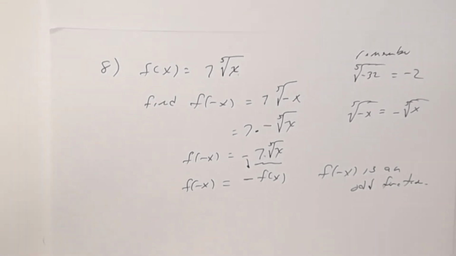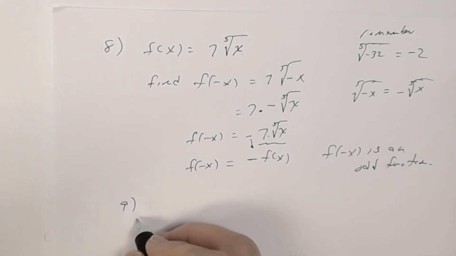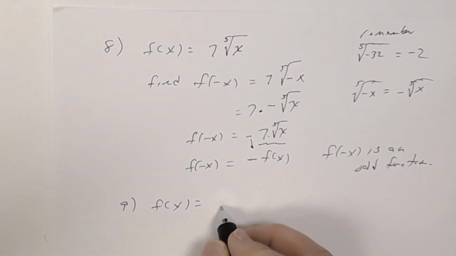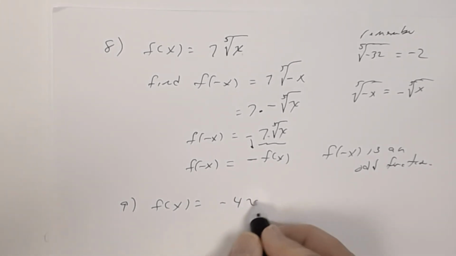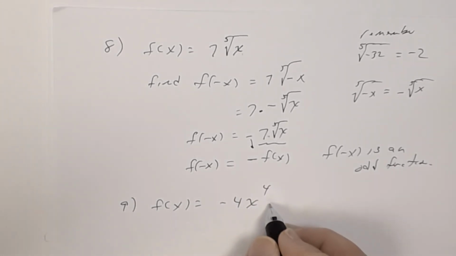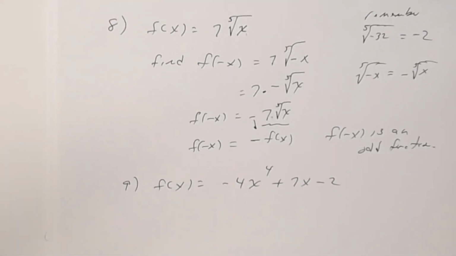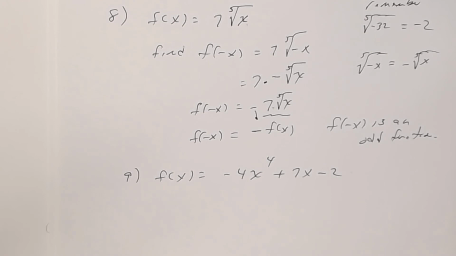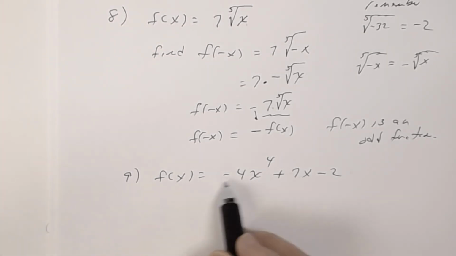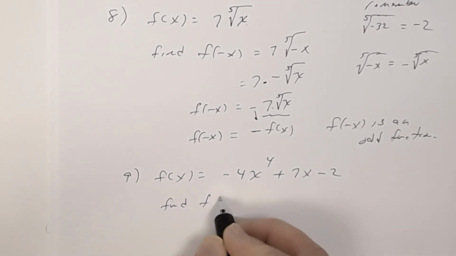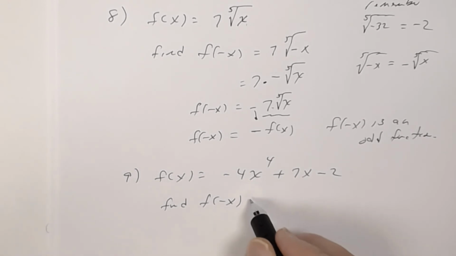Okay? All right, and then number 9, let's suppose number 9 we had this. F of x is equal to, let's say, negative 4x to the 4th plus 7x minus 2. So I want to know, is this going to be an even function, odd function, or neither? So we got to find f of negative x, always. Where we see the variable x, I see it twice, I'm going to substitute negative x.